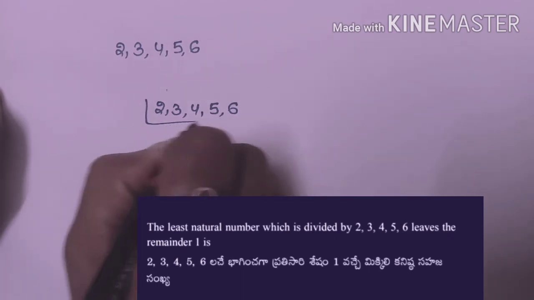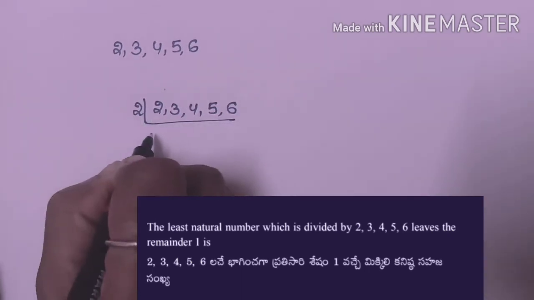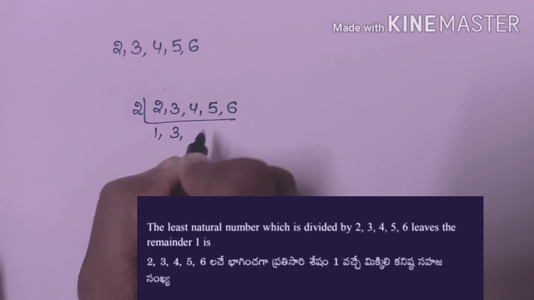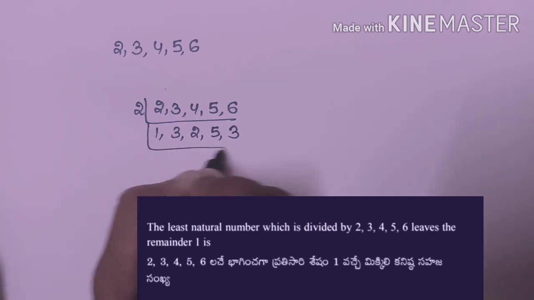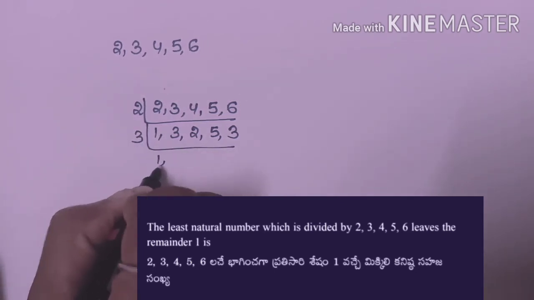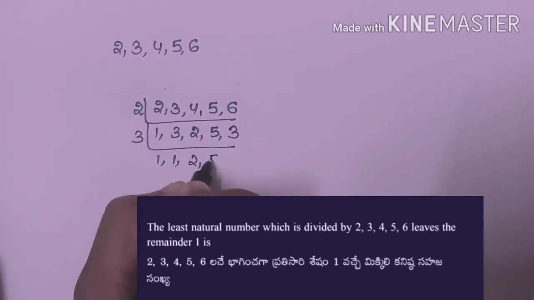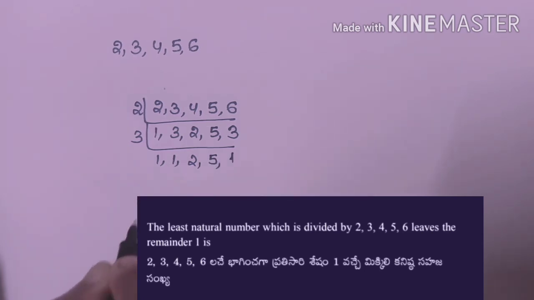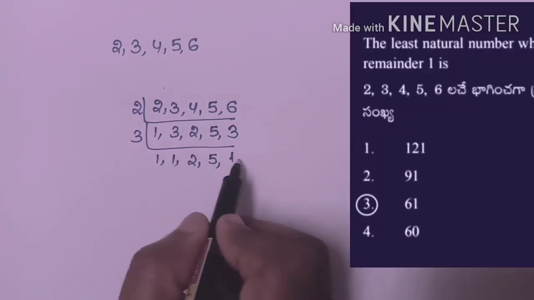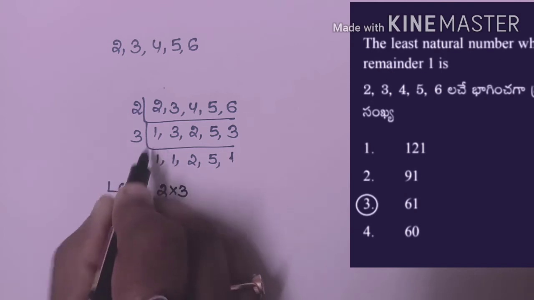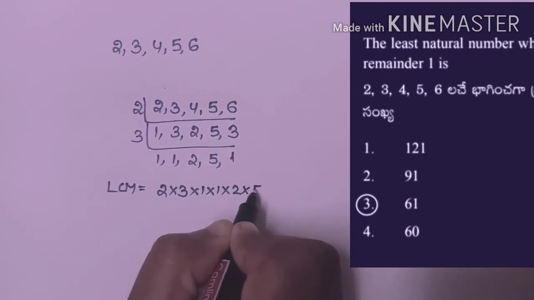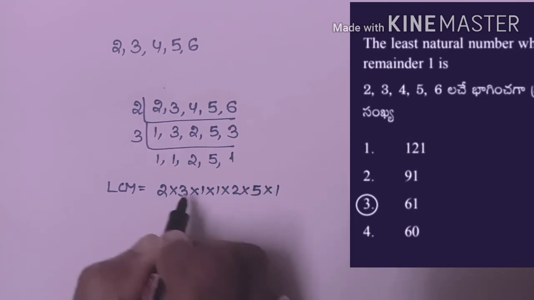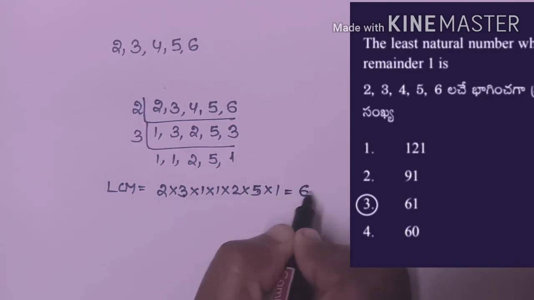Now taking the LCM here, first I am taking the 2 table. 2 1s are 2, this is not divisible by 2. 2 2s are 4, this is not divisible by 2. 2 3s are 6. Here again I take the table 3. Now there is no common factor among these numbers, so taking the LCM is equal to taking the product here. 2 into 3 into 1 into 1 into 2 into 5 into 1, which is equal to 60. LCM is equal to 60.